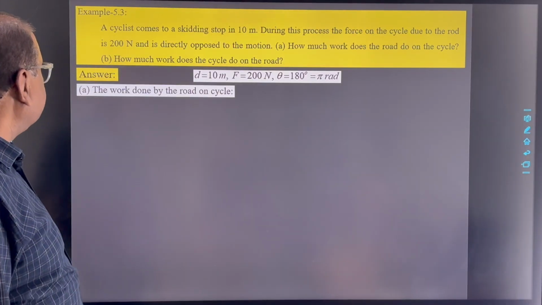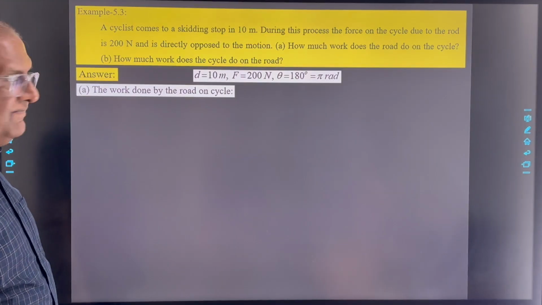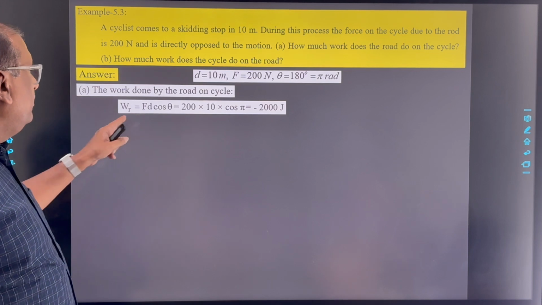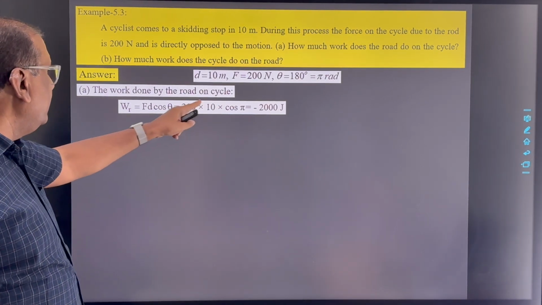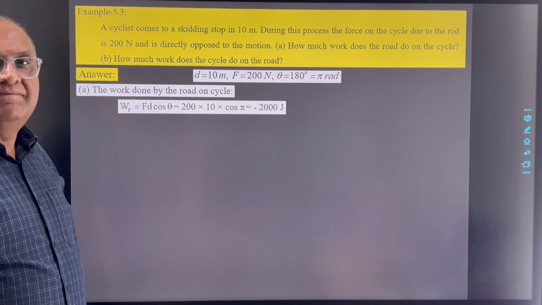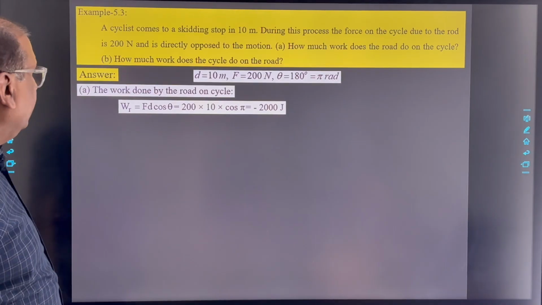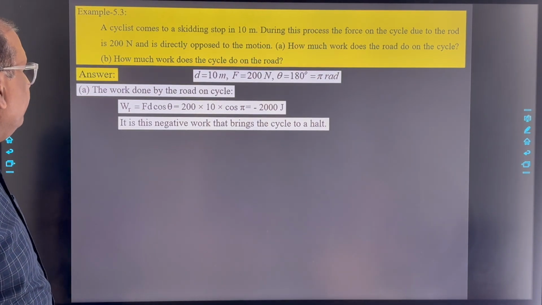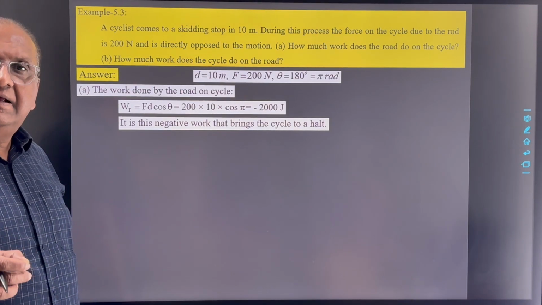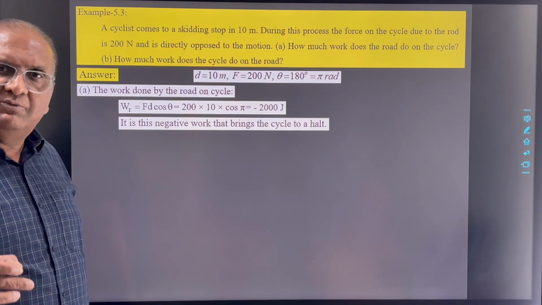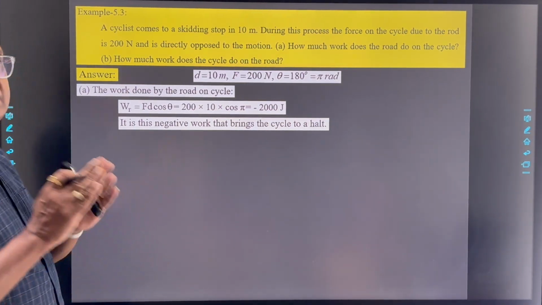Now, first, the work done by the road on the bicycle. So, Wr is Fd cos theta, that is 200 into 10 into cos pi. So, that is minus 2000 joule. Here the negative work done represents that the force is opposing the motion, and due to that the cycle is stopped.